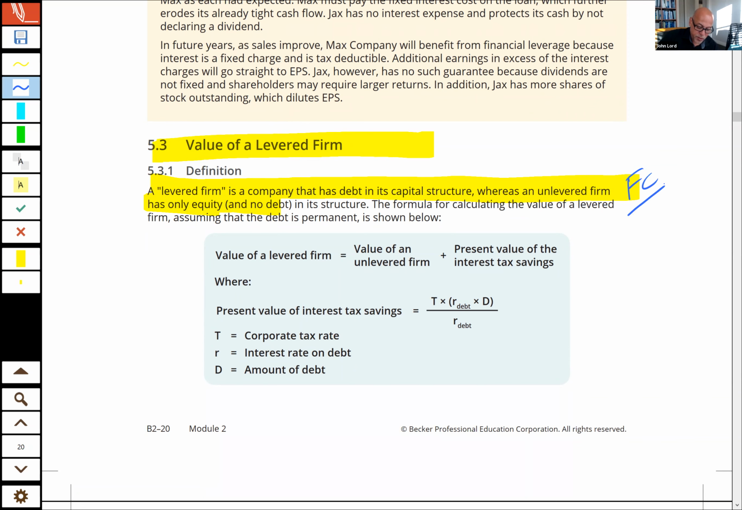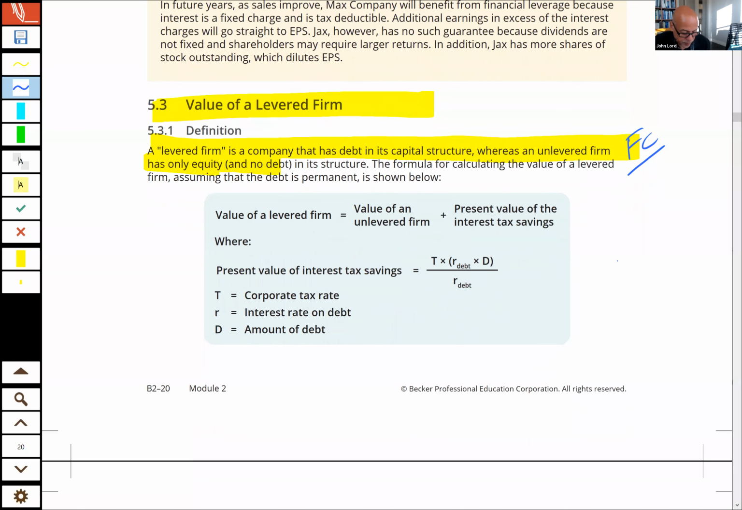Because I think we're used to saying a company is leveraged, and we tend to mean that they are highly leveraged. Leverage means you have any kind of debt in your capital structure. Unleveraged means you have no debt in your capital structure. So I think it's worth flashcarding that in case somebody tries to trick us on that.